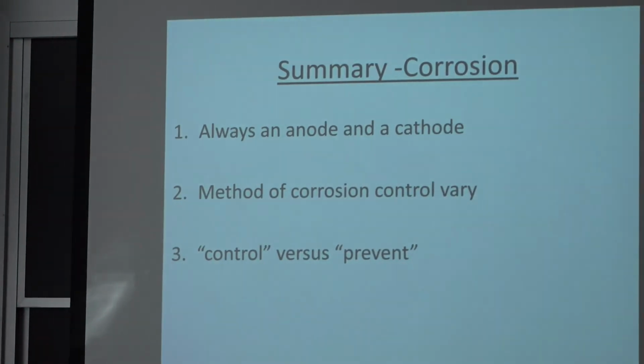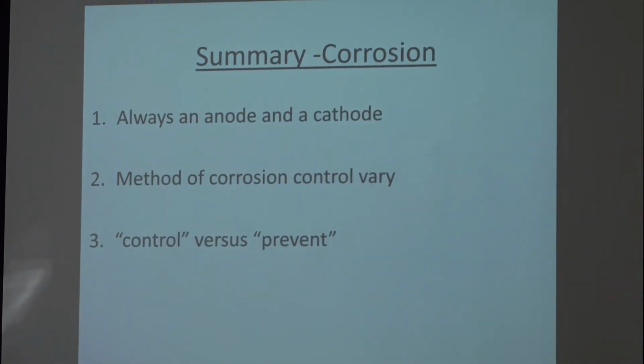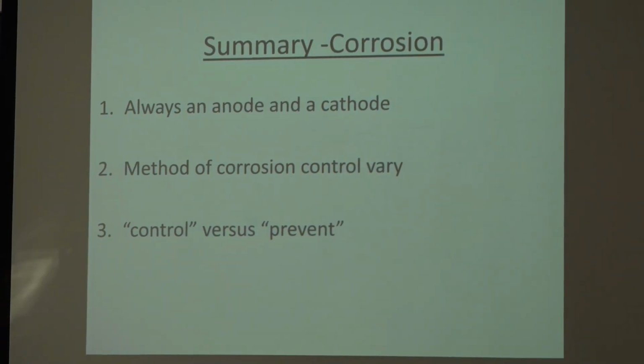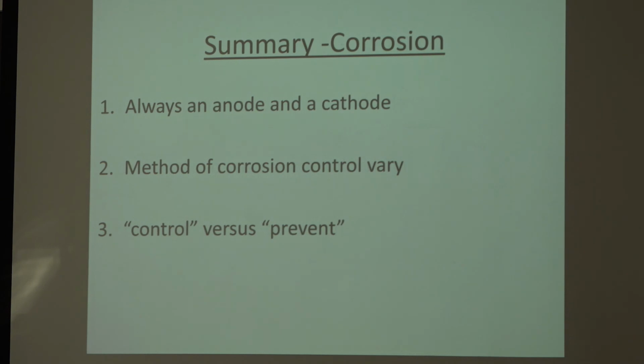So I do want you to remember there's always an anode and a cathode in corrosion. There are many ways to control corrosion, and it is control. You can't prevent it. You can't say, I'm not going to have any effect with the environment. You just control it. Thank you very much.